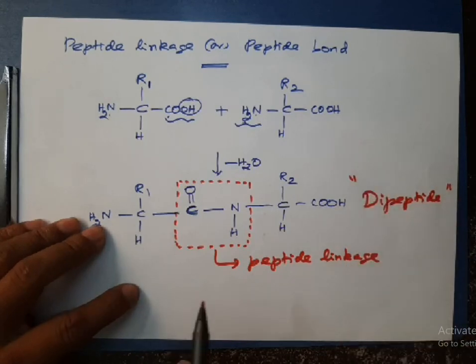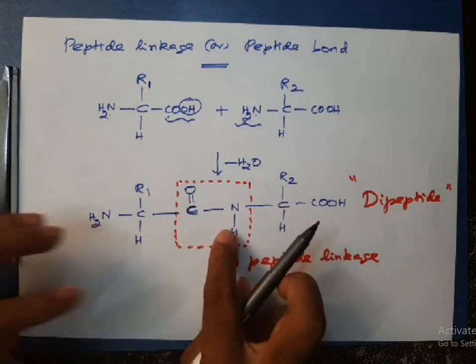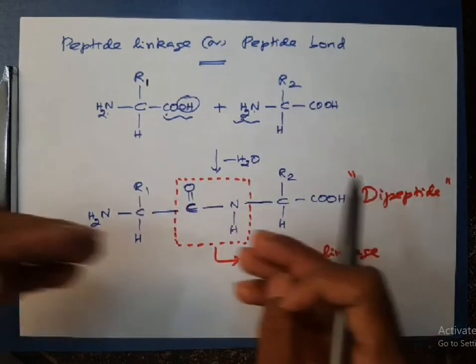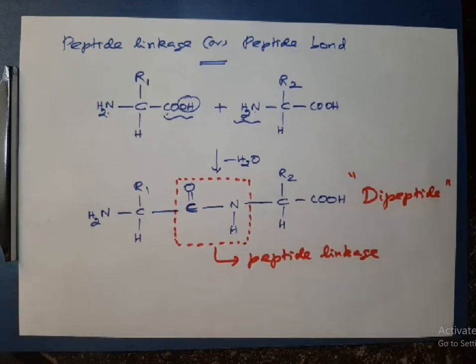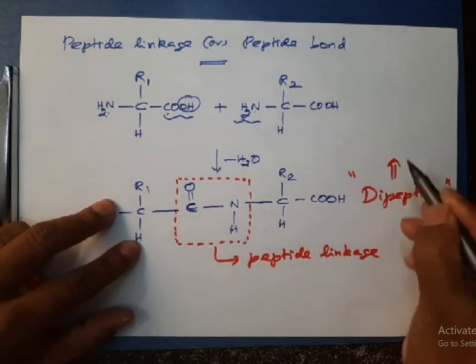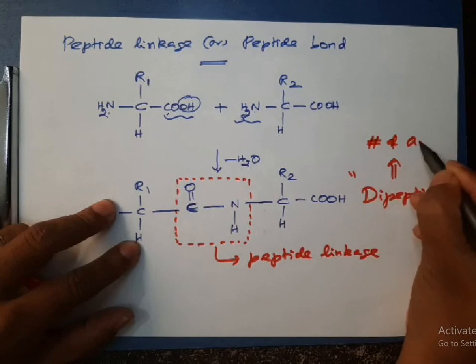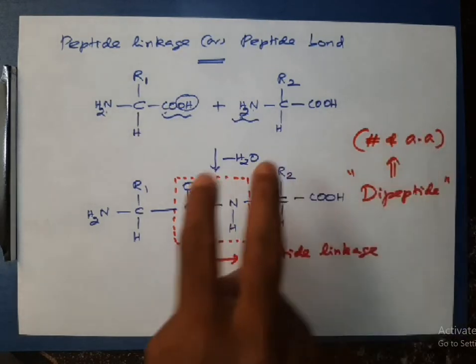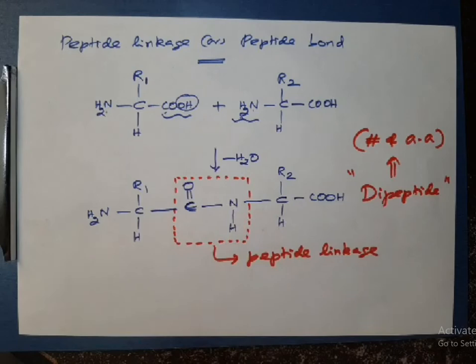Students, be careful in this. I have one peptide linkage. CONH linkage is called peptide linkage. I have only one peptide linkage, but two amino acids combined and formed this compound. Therefore, it is called a dipeptide. So dipeptide refers to the number of amino acid groups, not the number of linkages. If two amino acids form a compound, it is called a dipeptide. If three amino acids combine, you will get a tripeptide. If four amino acids combine, you will get a tetrapeptide. Okay, take note.